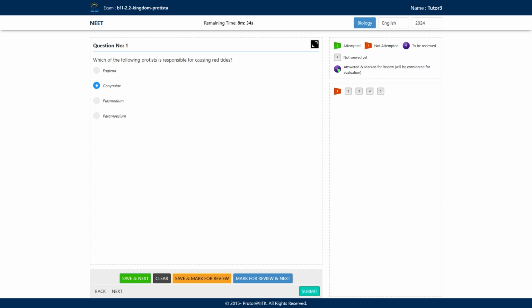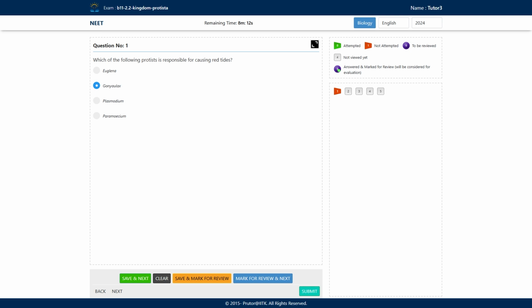Okay, Gonyaulax is an organism which releases red toxins, and due to the release of the red toxins, what happens? The sea becomes red. Okay, and this is known as the red tides. So the answer will be option B here, Gonyaulax.